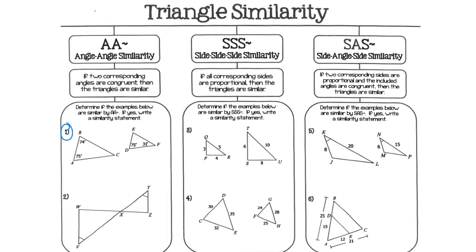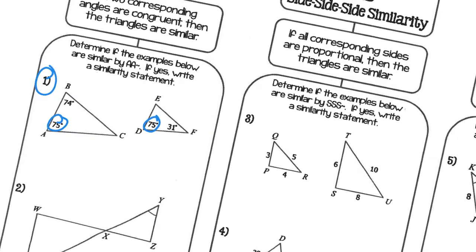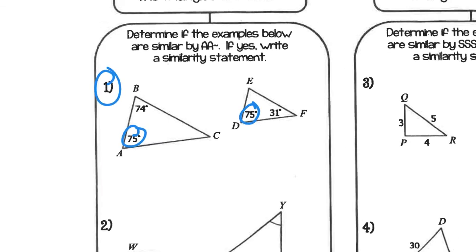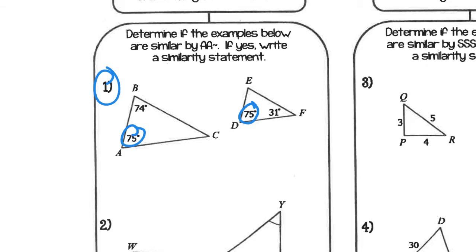So number one here says determine if the examples below are similar by angle-angle. If yes, write a similarity statement. So we obviously have the 75s are definitely congruent. So there's one pair of congruent angles. We don't know anything about angle E, and we don't know anything about angle C. So how do we find that?